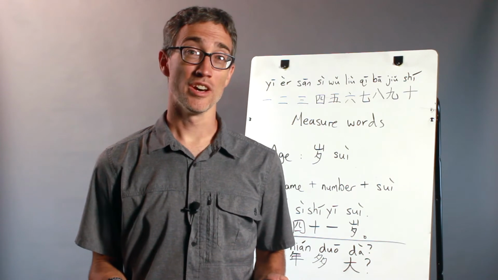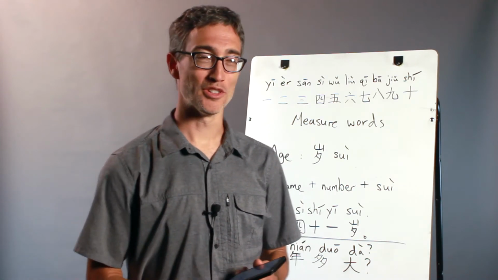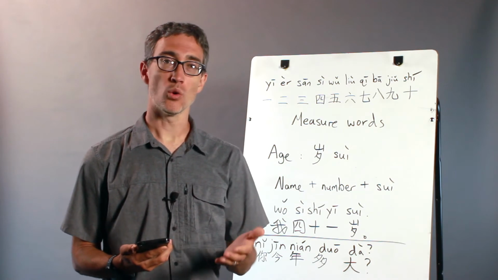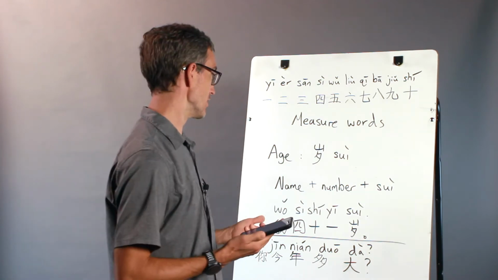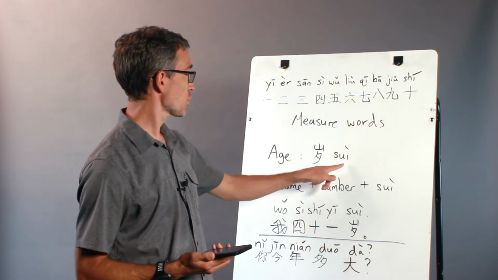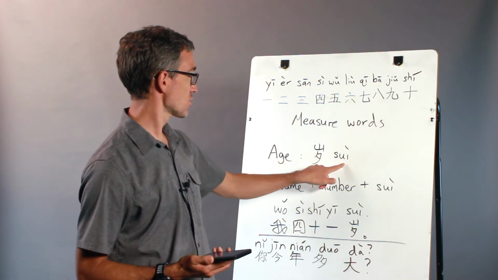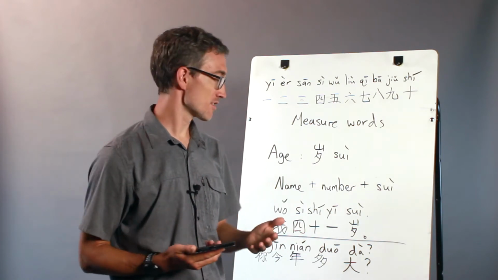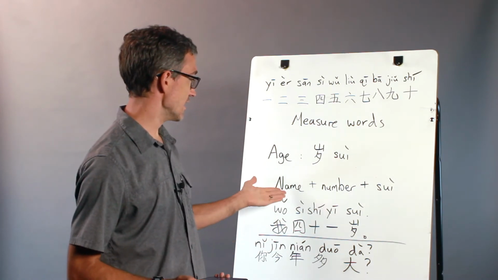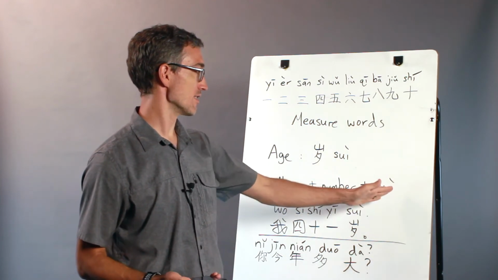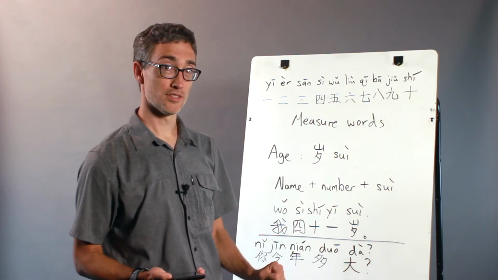Now I'm going to teach you another measure word that's really important to know, and it is the measure word for age, to talk about how old something or someone is. So here the measure word is sui. This is the character sui. The formula to say the age of someone or something is the name or the thing plus the number, plus the measure word.